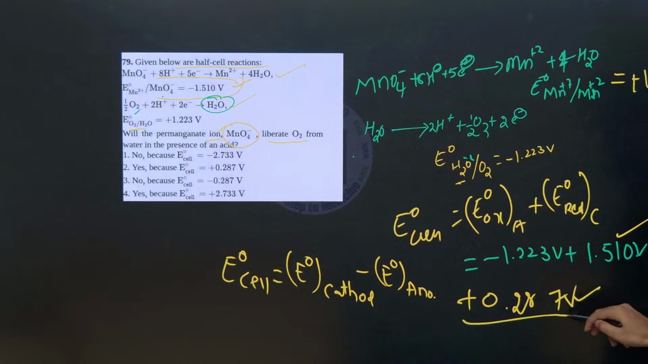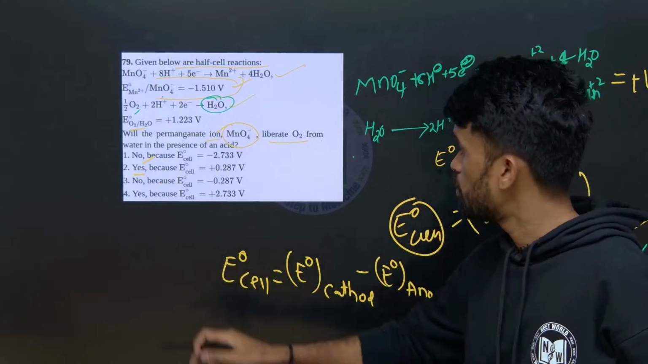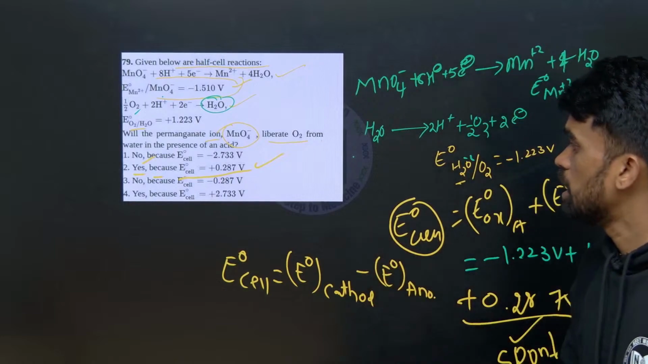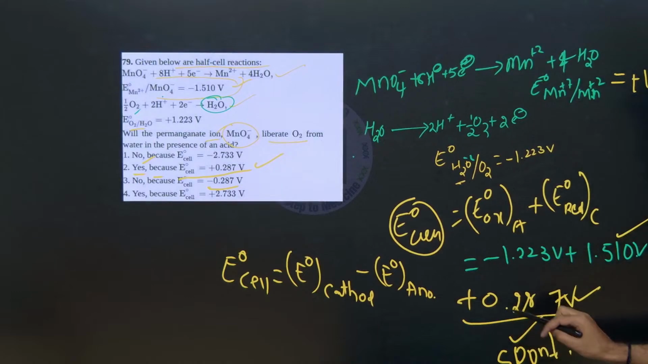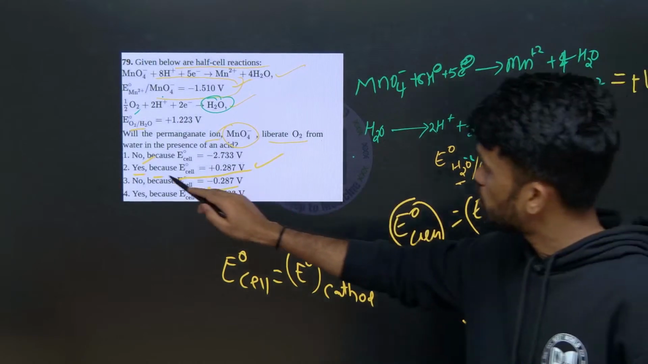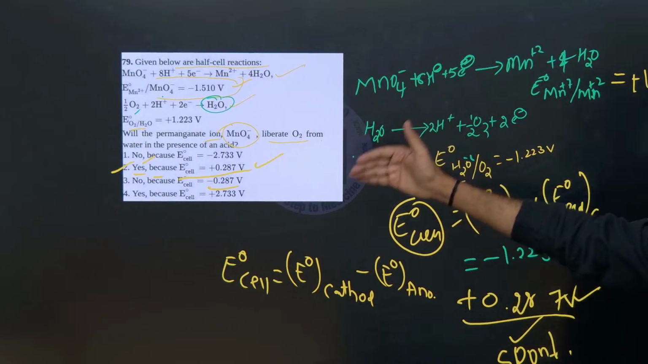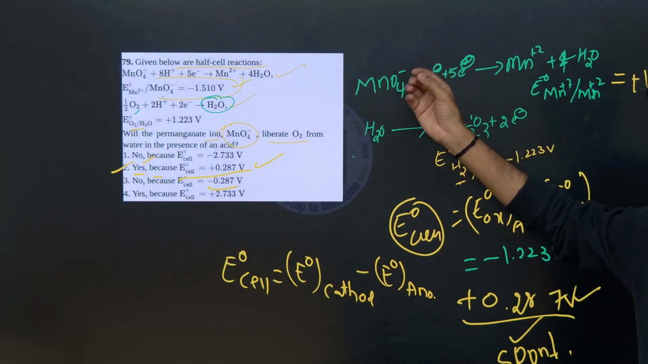Whenever we get the E naught cell value as a positive value, yes, the reaction takes place and it is a spontaneous process. The reaction happens because E naught cell is positive. If E naught cell is a negative value, the reaction won't happen, but we got a positive value, right? So it means yes, the process will happen. Like this you should answer. There are many ways to solve this kind of question, but I think I have explained from the very basics.